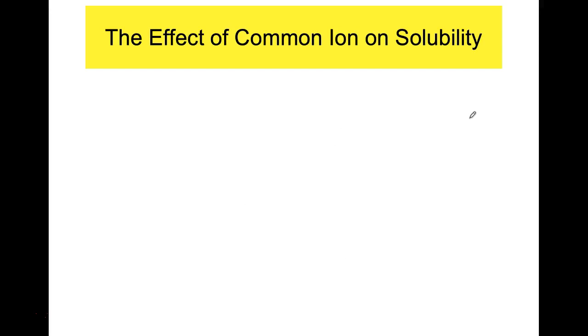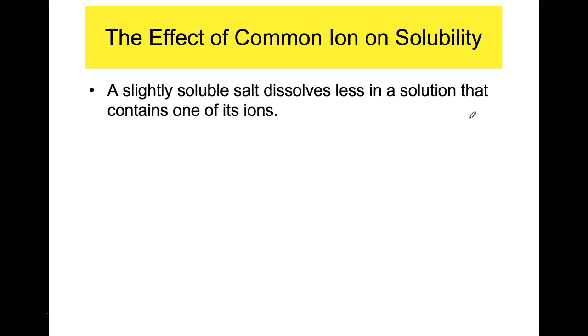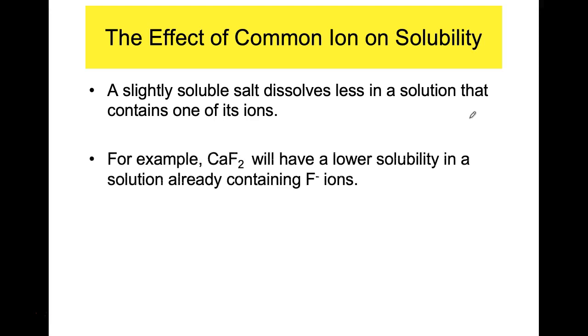Right, the effect of common ion on solubility. A slightly soluble salt dissolves less in a solution that contains one of its ions. For example, calcium fluoride will have a lower solubility in a solution that already contains fluoride ions. Here's my dissociation equation, my calcium fluoride dissociating. Notice the 1-to-2 ratio down here, 1 to 2.